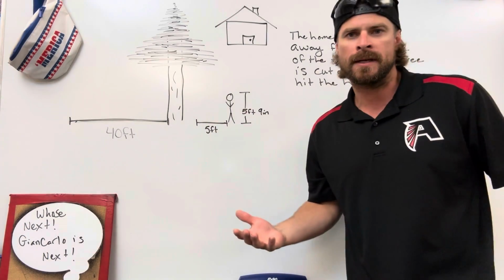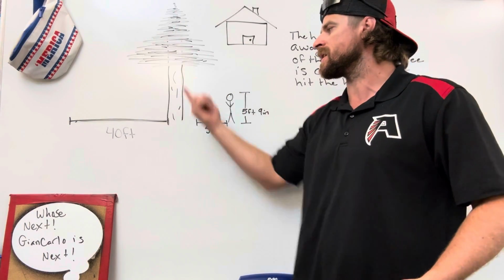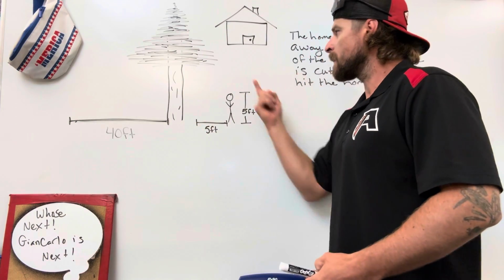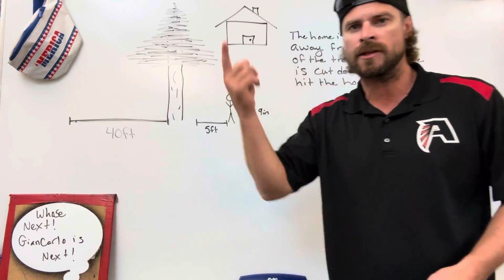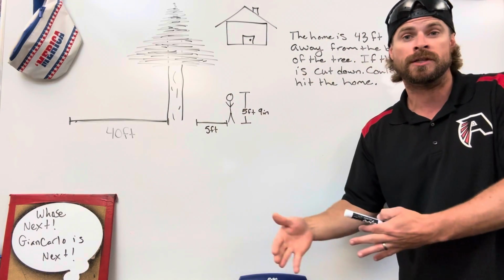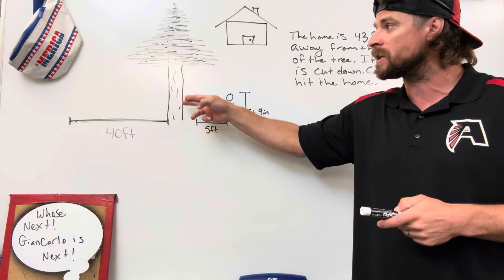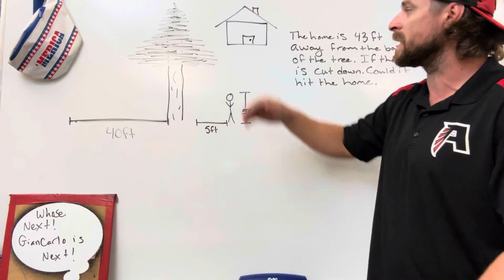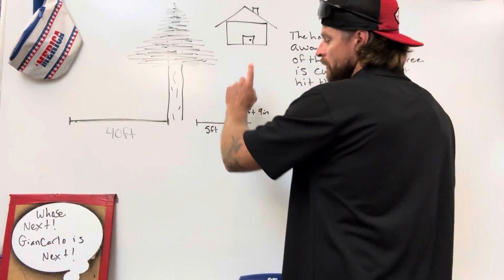Well, the problem is we don't know how tall this tree is. So I got you different pictures. I gave you some dimensions, but I did not provide you with the height of the tree. We can use proportions to figure out exactly how tall this tree is to ensure before we cut it down that it won't fall and hit the roof or any part of the house for that matter.